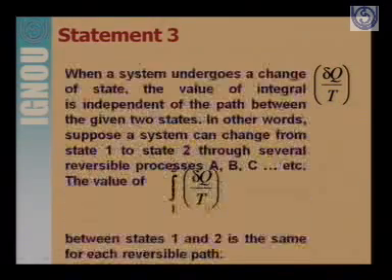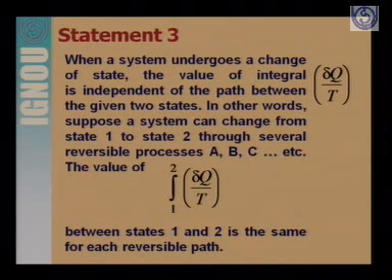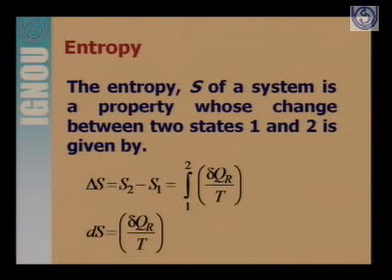But for statement 3, we consider the case in which a system undergoes a change of state; the value of the integral is independent of the path between the two states, and depends only on the two state points 1 and 2. So we get a value if we take the integral of del Q by T, and this value is nothing but the change in entropy. In the next class we will talk about the very important topic, entropy. Entropy is defined as the randomness of a system.